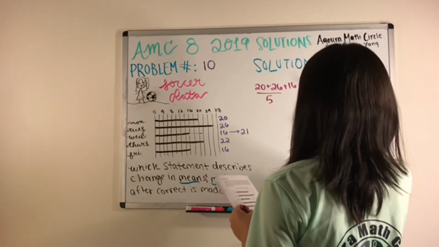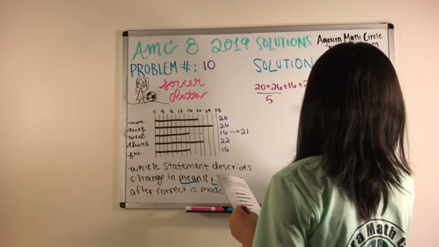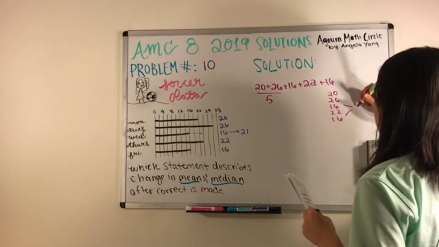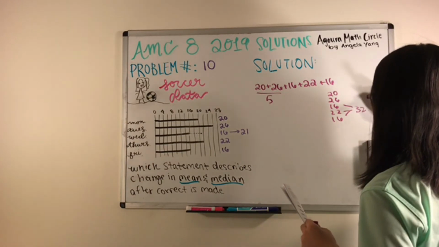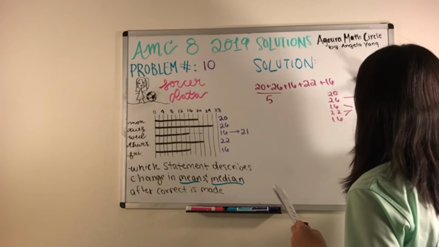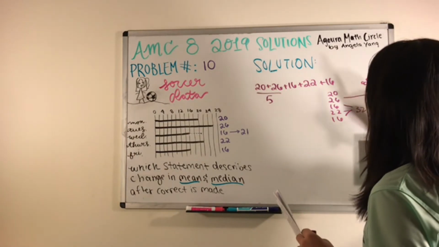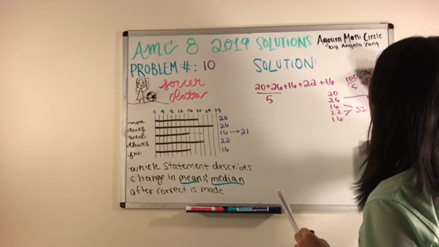So if we add it up, we have 20, 26, 16, 22, 16. 16 and 16 add up to make 32. 32 plus 22 is 54. 54 plus 26 is 80, I believe. And then 80 plus 20 is 100. So 100 divided by 5 equals 20. So that was our original mean.